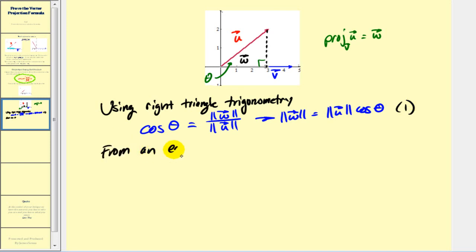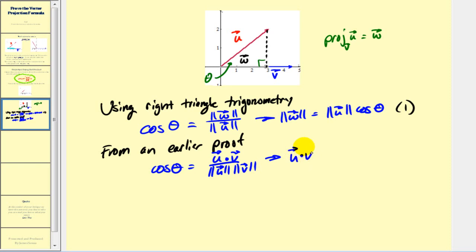From an earlier proof, we showed that cosine theta is equal to u dotted with v divided by the magnitude of u times the magnitude of v. And of course, this gives us another way to determine the dot product for u and v. We could say that u dotted with v is equal to the magnitude of u times the magnitude of v times cosine theta. Let's go ahead and call this equation 2.